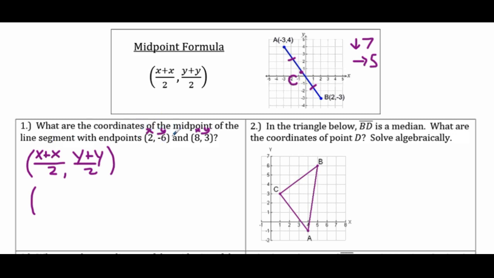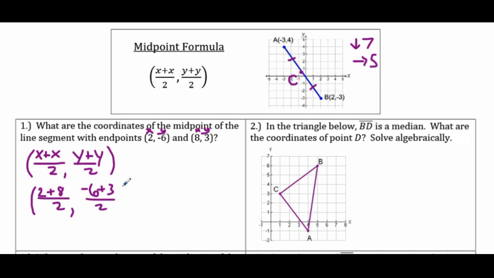Okay, x plus x. Now, let's start with the first point. So I'm going to do 2 plus the other x, which is 8. Divide all of that by 2. Okay, now when you go to do the y's, you have to start with the same point you started with for the x's. So if I started with the 2, I have to then start with the -6. So y plus y, -6 plus the other y, 3. All of that divided by 2.